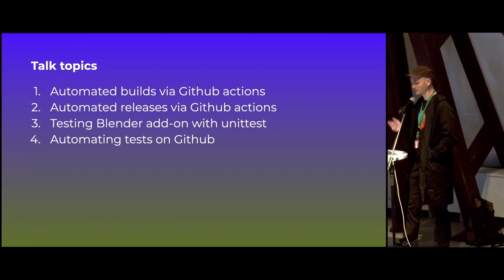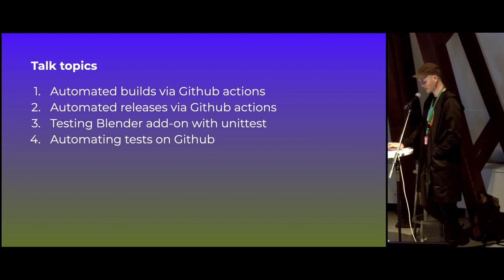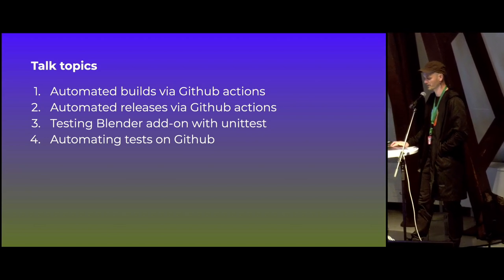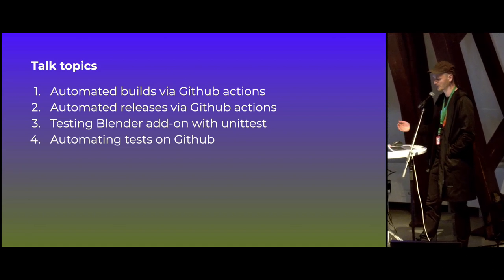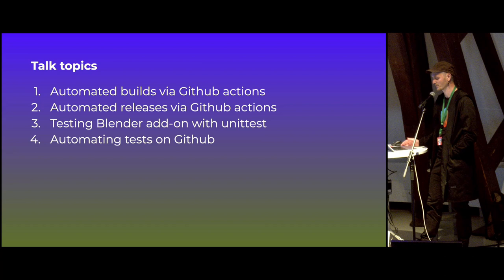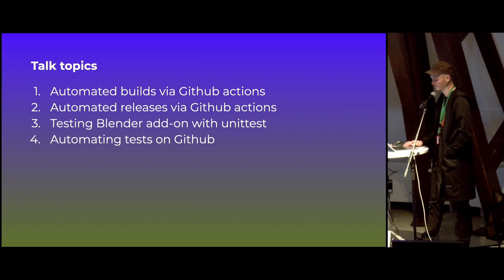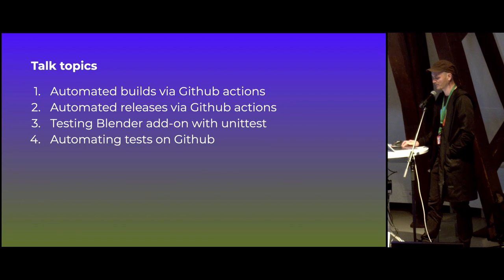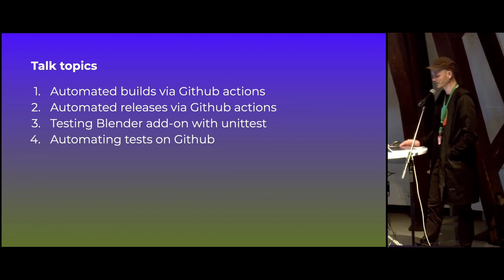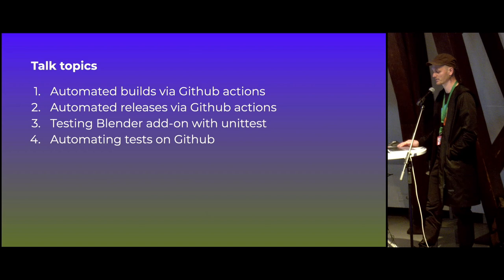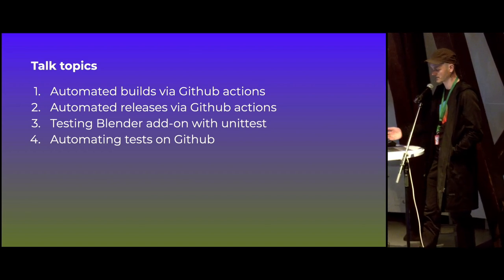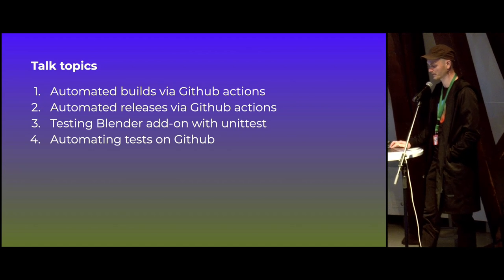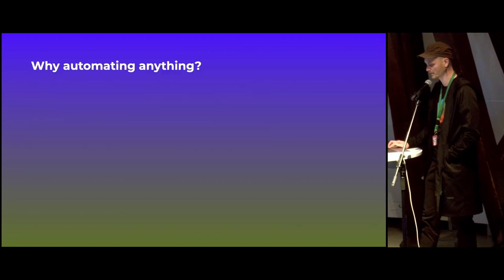So first thing I will show you is a really simple GitHub action for automating the builds. The second one will be expanding it a little bit more to automate the release process. And then we will look at the ways how we use unit tests. And then we will incorporate it into a GitHub action.